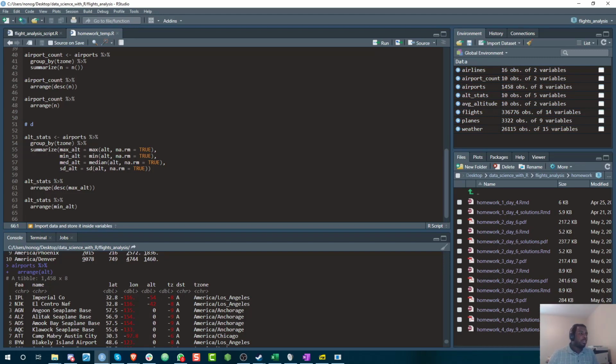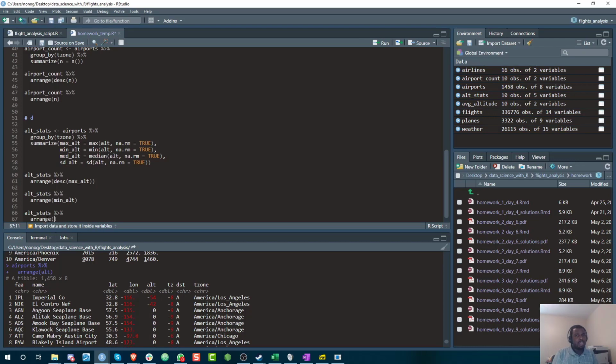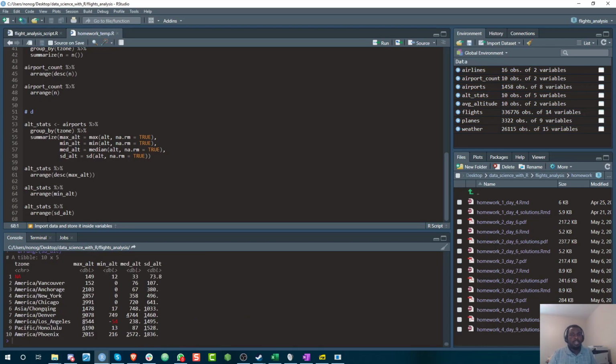Okay, so the most mountainous terrain. The standard deviation is basically a measure of dispersion. It tells you how far the values in the entire set are from the average, from the mean. So most mountainous would mean that there's a multiplicity of altitudes of airports within that time zone. So standard deviation is what you want to use for that, and that would mean this place is more mountainous.